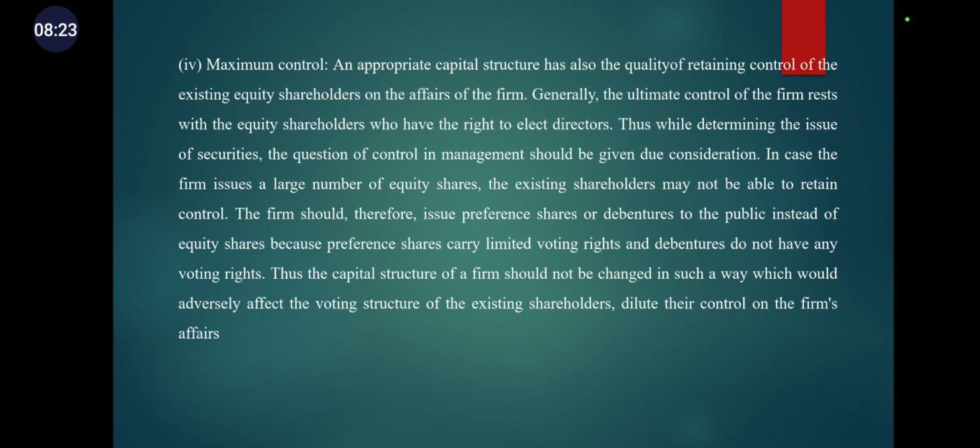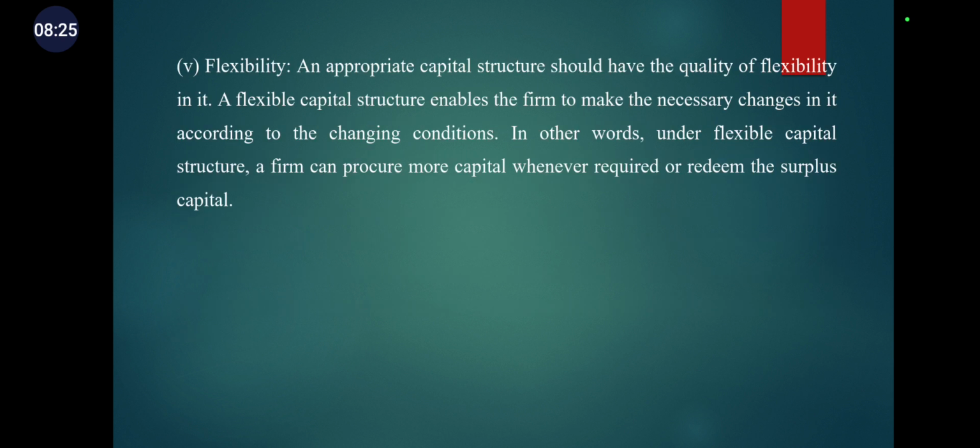And the next thing is flexibility. This optimum capital structure will have the quality of flexibility in it, according to the situations and the change in conditions in the market of your company. It can make some necessary changes. For example, 40% debt can be increased to 60%, or 20% equity can be increased to 50% equity. So according to the changing environment, you can change your capital structure.